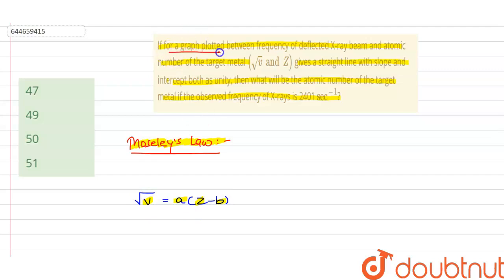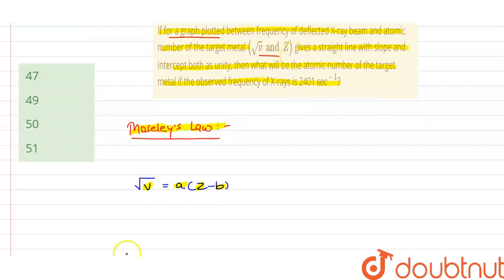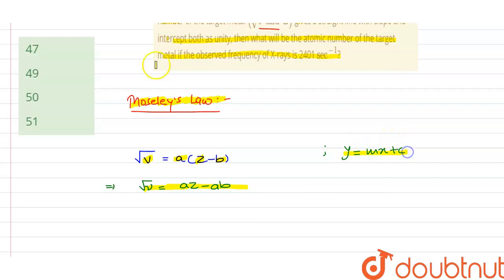So here we have to first plot the graph so that we can find the values of a and b. It is between root nu and Z. In order to solve this question and draw the graph, first of all we have to know the equation of a straight line, that is y equals mx plus c. We have to compare it with this equation. If we expand it, it will be root nu equals aZ minus ab. So if we compare it with y equals mx plus c, here m is the slope and c is the intercept.